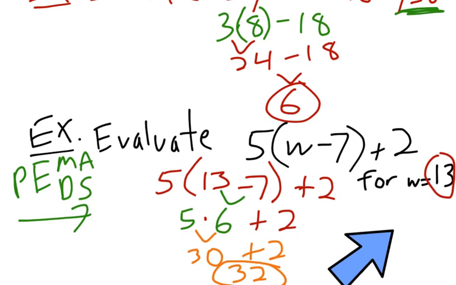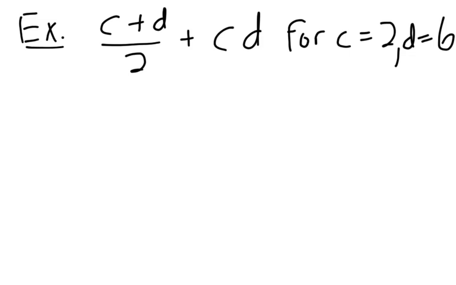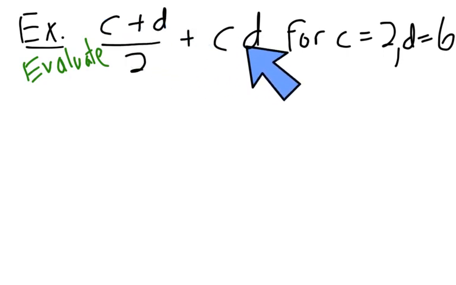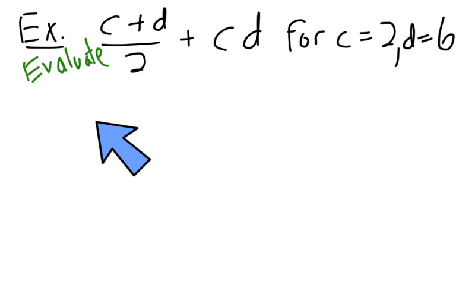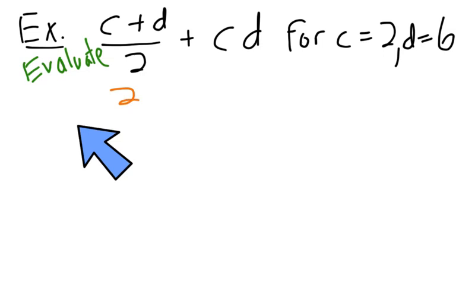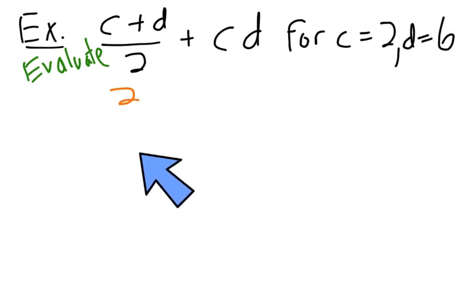Alright, let's do one that involves more than one letter. Oh, we're going to evaluate this, by the way. The question is evaluate (c + d)/2 + cd for c equals 2 and d equals 6. Well, notice we have 4 letters written here. It's actually 2 letters, but they're written twice. So we're going to need to plug in several times right here. When I see that c, I'm going to write a 2, because that's what it told me to do. So 2 is going to go in for c, and 6 is going to go in for d.